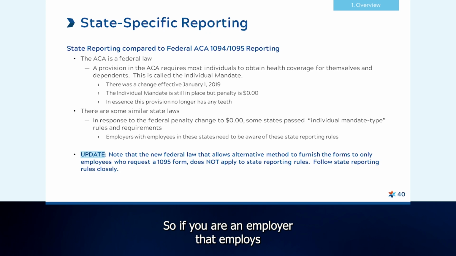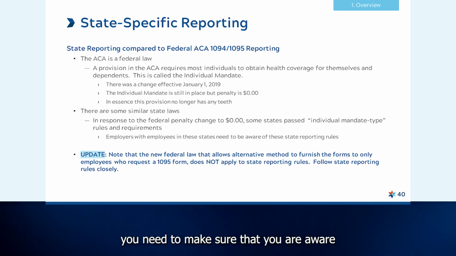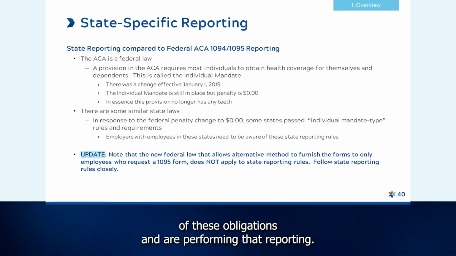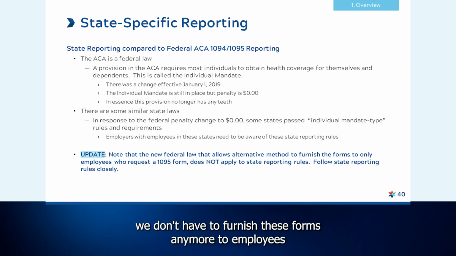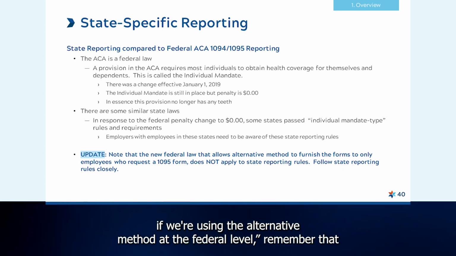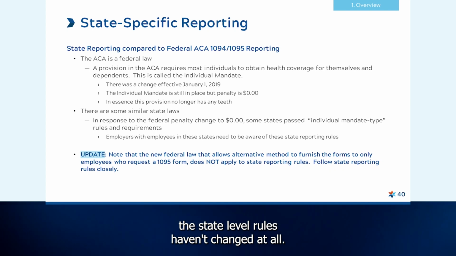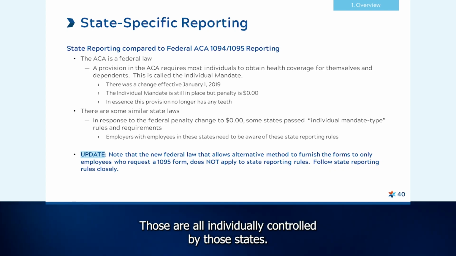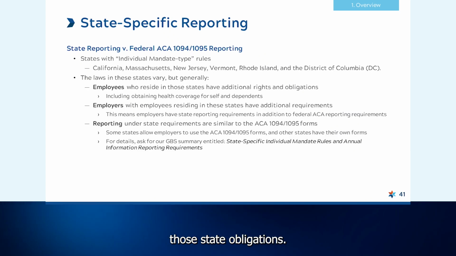So if you are an employer that employs somebody who lives in one of these states that has these obligations, you need to make sure that you are aware of these obligations and are performing that reporting. Now, I worry about people getting confused because they think, okay, we don't have to furnish these forms anymore to employees if we're using the alternative method at the federal level. Remember that this is a federal change, and the state level rules haven't changed at all. Those are all individually controlled by those states, right? So make sure that you still are following those state obligations.